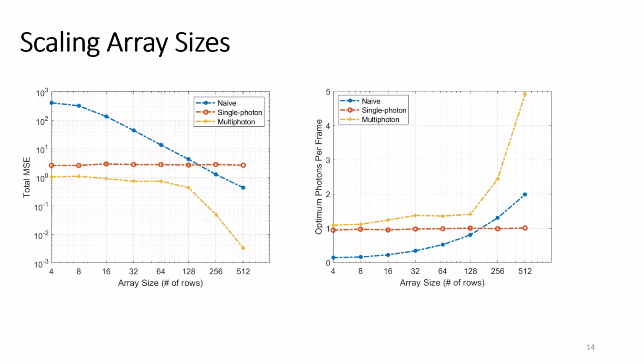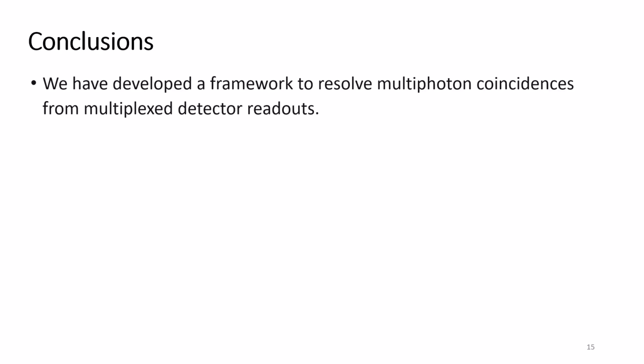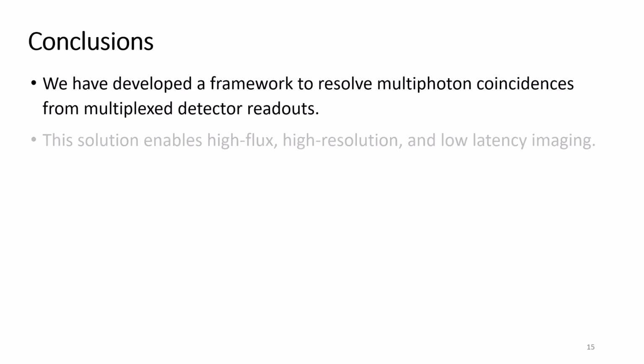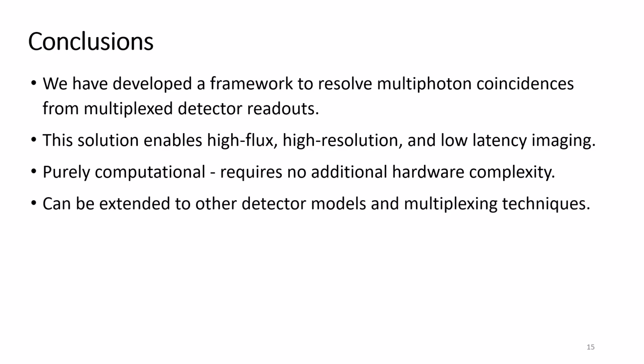Finally, we show that this method improves with an increase in the number of pixels in the array and can enable high flux imaging with larger arrays by resolving a greater number of coincident photons. Thus, we introduce a novel method to enable high flux, high resolution, and low latency imaging in single photon detector arrays with multiplex readouts. The method matches the Cramér-Rao bound across a range of incident flux values and can be extended to other detector types and multiplexing architectures.